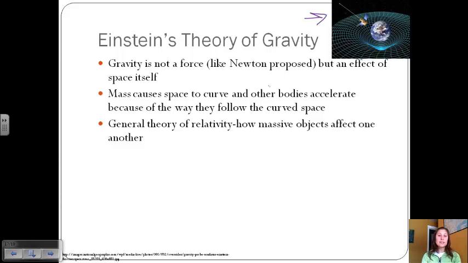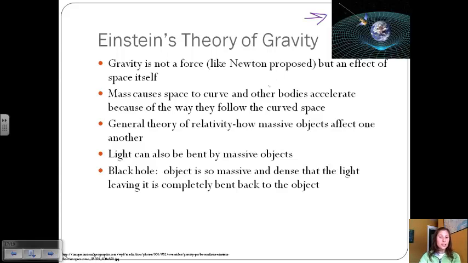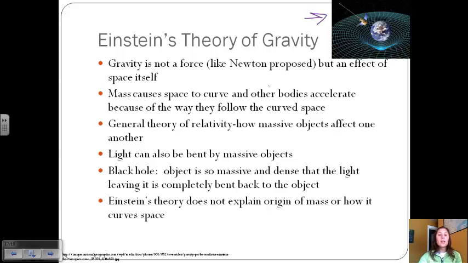And this also led to Einstein's theory of general relativity, which explains how massive objects affect one another. And that's due to this bending. If we have really massive objects, we can also bend light. And so this is also what creates a black hole. So in a black hole, the object that creates the black hole is so massive and dense that the light that leaves it gets completely bent back towards the object. And so basically nothing can leave this pull of mass, and we call it a black hole. Einstein's theory, however, does not explain the origin of mass or how it curves space. It just says that it does and how it affects other objects.